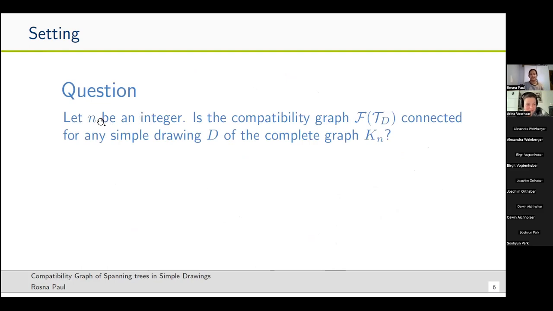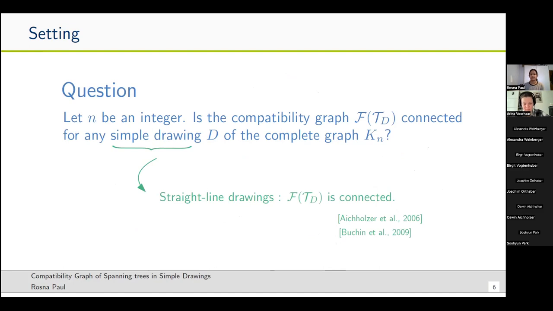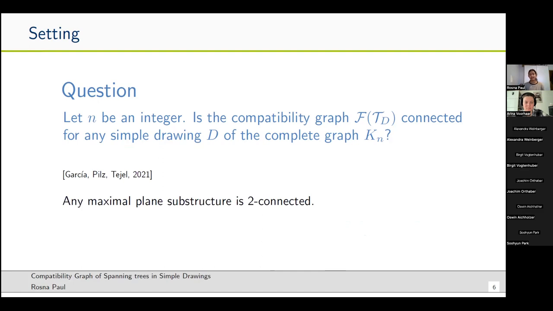That is, given an integer n, you consider a complete graph K_n and take a drawing of this complete graph, and ask whether the compatibility graph of this drawing is connected or not. So let's see what we already know about this question. If you restrict simple drawings to straight line drawings, it is known that the compatibility graph is connected. But for general simple drawings, we don't know much about whether the compatibility graph is connected or not. But there is one result of Garcia, Pilz, and Tejel, who proved that any maximal plane substructure is 2-connected. So how does this help us?